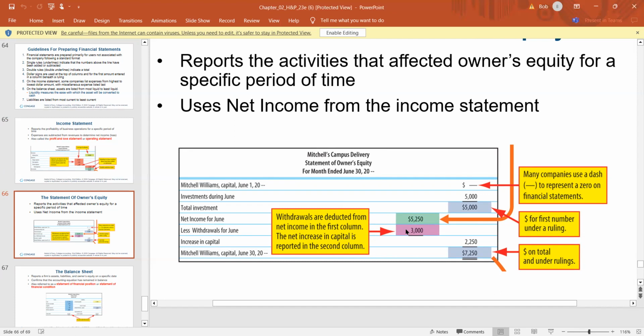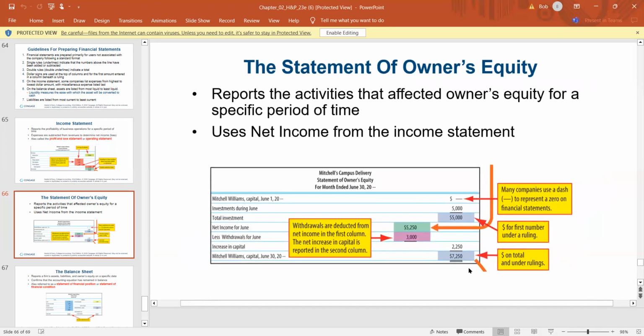Beginning balance in the equity was 5,000 after we made the initial investment, 5,000 plus the income minus the drawing. So this company is now worth on paper $7,250. It grew from a $5,000 company to a $7,250 company. Again, that's pretty darn good. Now that we've done the statement of equity, we can do the balance sheet.